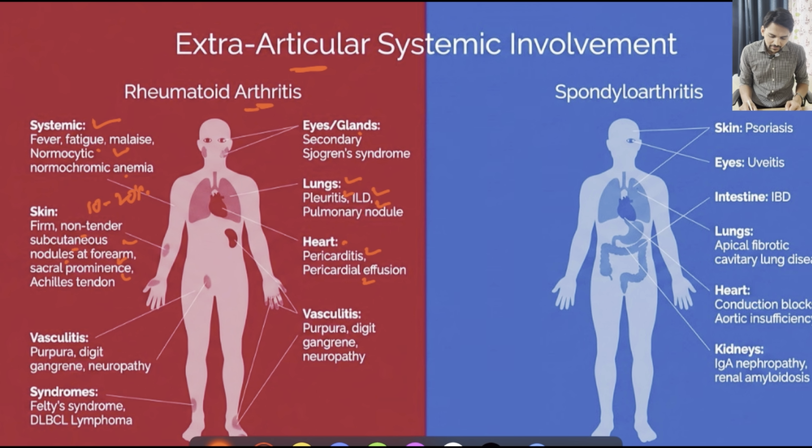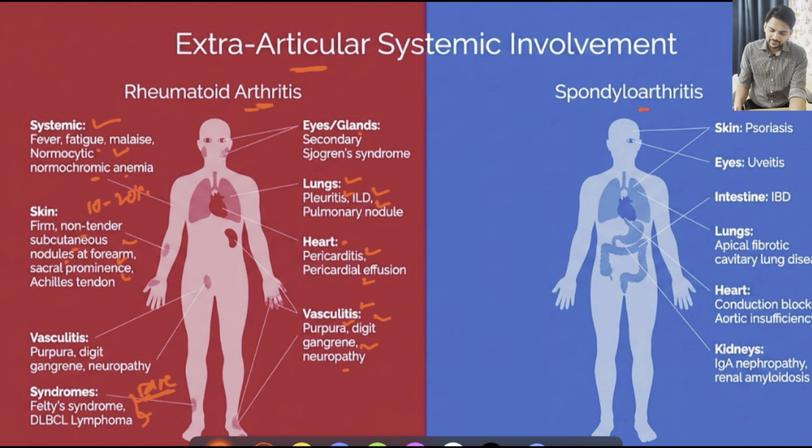Even it might manifest as vasculitis. For example, we can see purpura or gangrene of digits. Even vasculitic neuropathy might be the presenting feature. And in hematological involvement, as I mentioned, there might be normocytic normochromic anemia or Felty syndrome. Even some lymphomas like diffuse large B-cell lymphoma can also be seen. But these are quite rare nowadays because of early diagnosis and the prompt treatment.